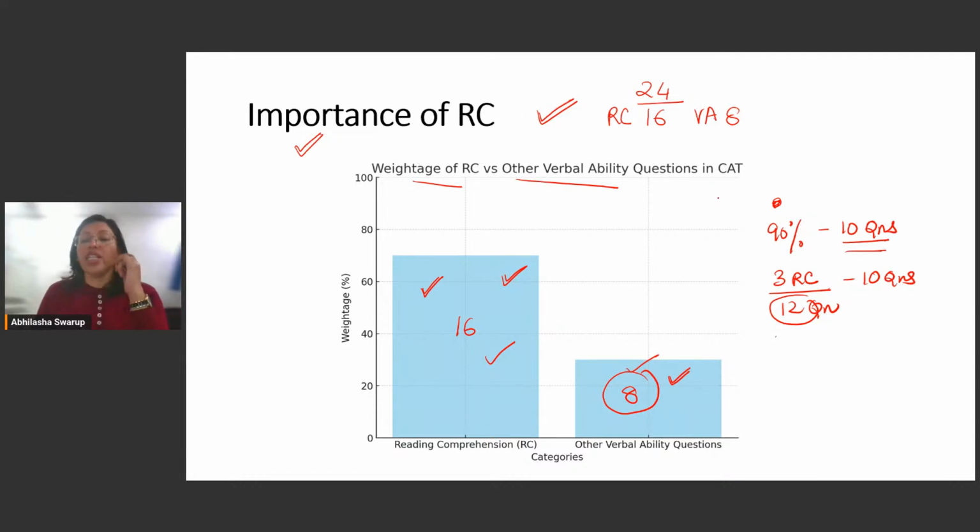Now, what is reading comprehension? Of course, all of you understand there is a passage. It is followed by 4 questions, or in different exams, 3 questions. In some other exams, you would have another number.